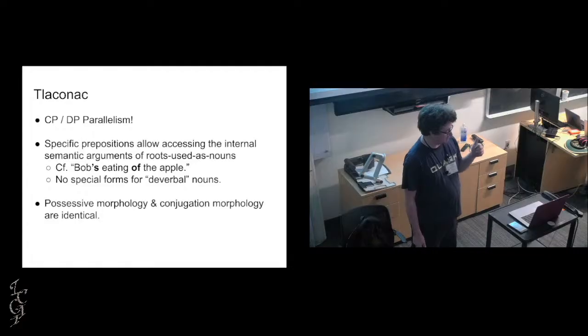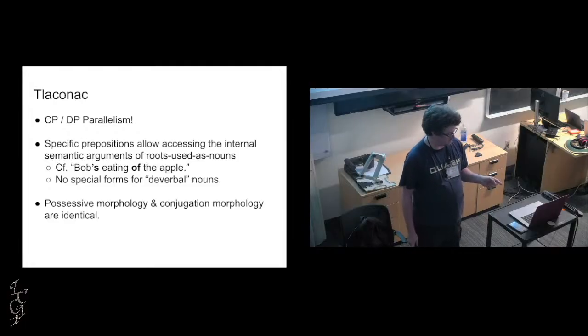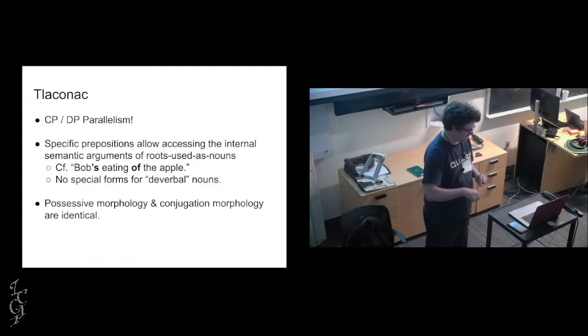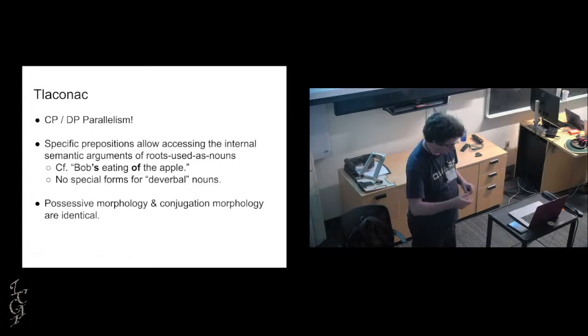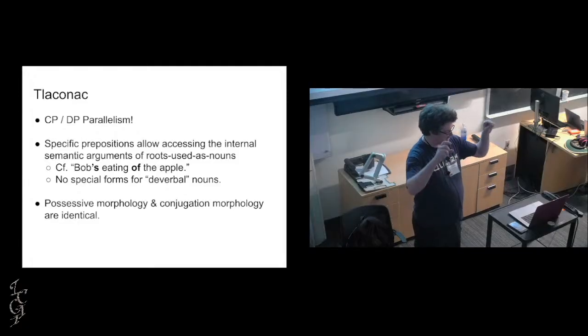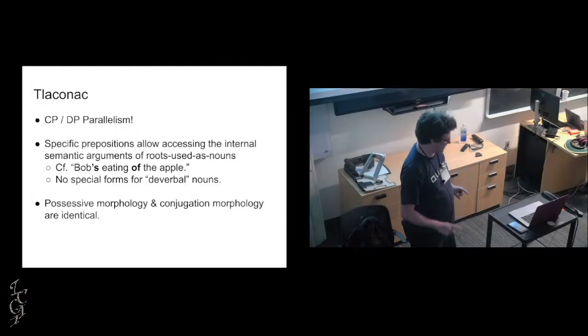There is CP-DP parallelism. Again, this is not uncommon in lots of languages. Basically, that means the structure of your clause looks a lot like the structure of your noun phrase. And in particular, specific prepositions allow you to access the internal semantic arguments of roots that happen to be used as nouns. So here, a really easy way to see that happening in English is with deverbal nouns like eating, and we can say Bob's eating of the apple as an equivalent to the clause Bob is eating the apple. This is one of the few places in English grammar where the Saxon genitive and the other genitive actually have different semantics, and it's important.